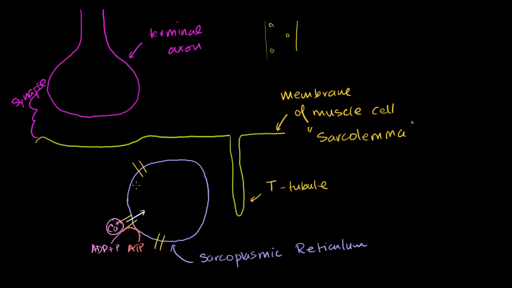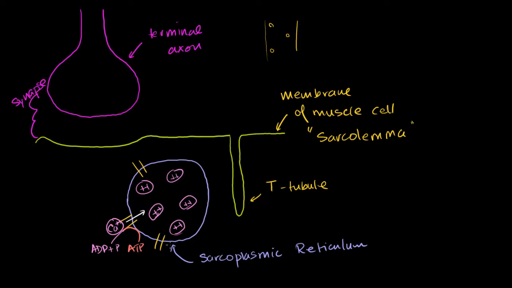So the net effect of all of these calcium ion pumps on the membrane of the sarcoplasmic reticulum is, in a resting muscle, we'll have a very high concentration of calcium ions on the inside. A very high concentration of calcium ions on the inside. Now, I think you could probably guess where this is going.